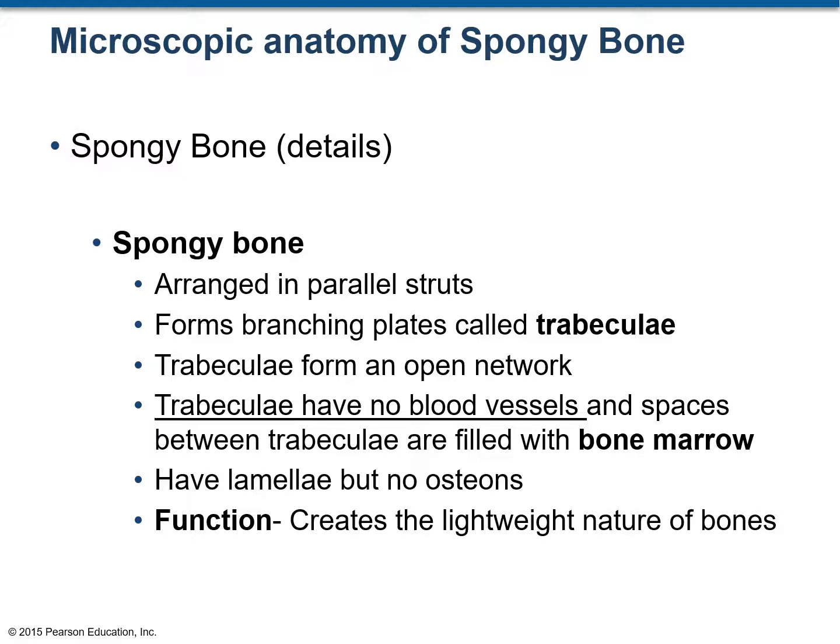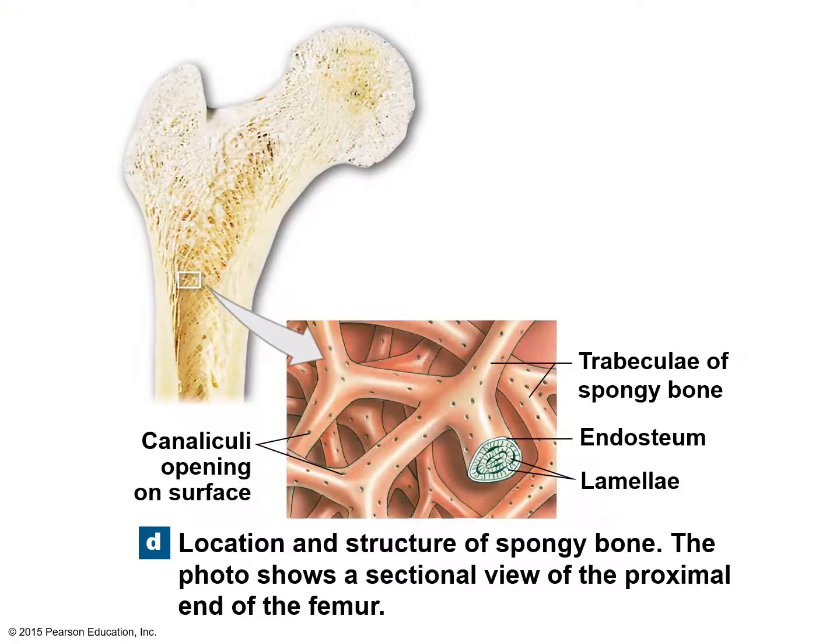Trabeculae have lamellae, that means concentric rings, but no osteons, and the function is to create the lightweight nature of the bone. So it's kind of compensating for the heavy weight of the compact bone. This figure shows the lamellae inside the spongy bone.